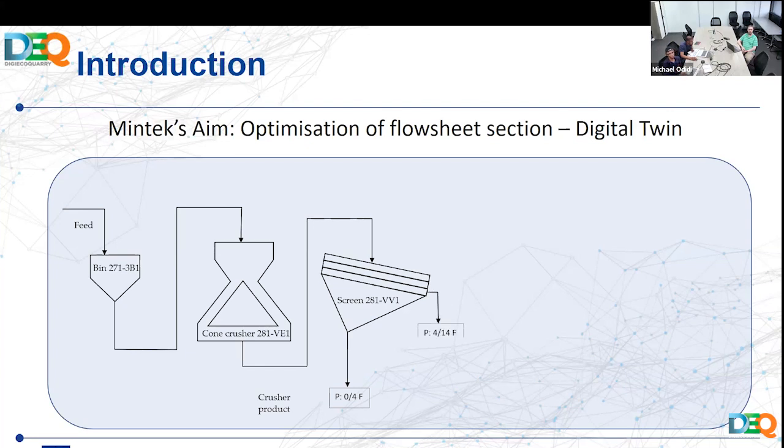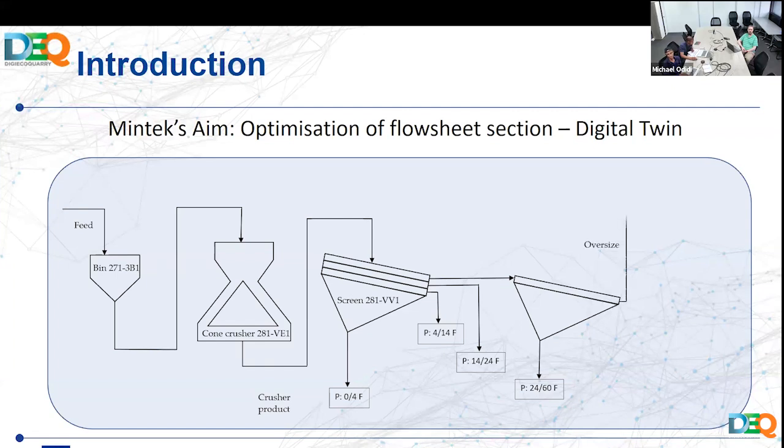You then have the bottom deck, the middle deck, and then the top deck, which is then sent to another screen. The bottom size here can also be a product stream. And then the oversize can either be recycled back to the storage bin so that it can be recrushed, or you can have a separate oversized product stream if it is of economic value. So it depends on whether or not these streams are of value. So this is the flow sheet that we intend to optimize. And the way we went about this was to create a digital twin of this actual process.